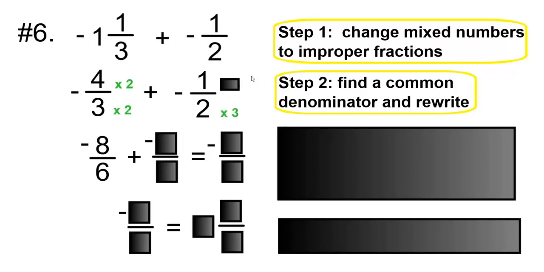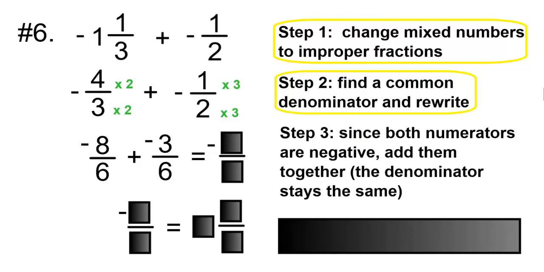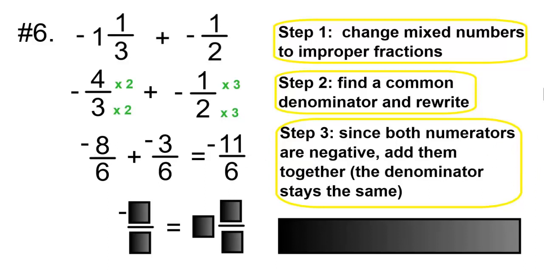Plus 2 times 3, multiply the numerator by 3 as well. 2 times 3 is 6, and 1 times 3 is 3. And again, don't forget to keep the negative sign. Step 3, since both numerators are negative, add them together. The denominator stays the same. So keep the denominator of 6, and then add negative 8 plus negative 3, which is negative 11.